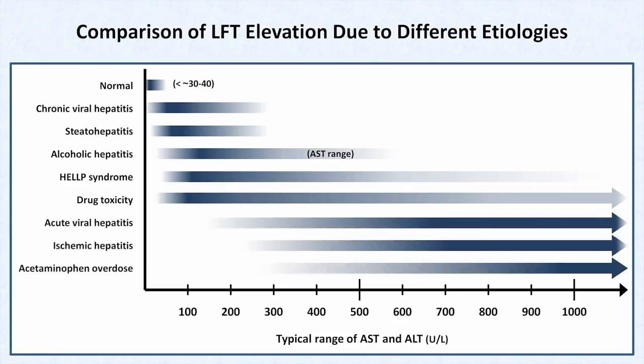And then acute viral hepatitis, ischemic hepatitis, known colloquially as shock liver, and acetaminophen overdose all can result in transaminases ranging from the mid-hundreds to the many thousands.